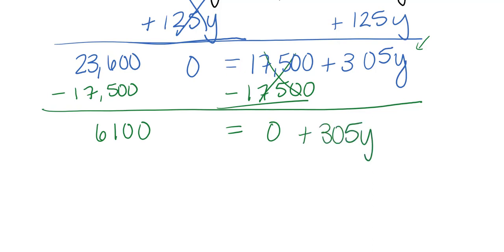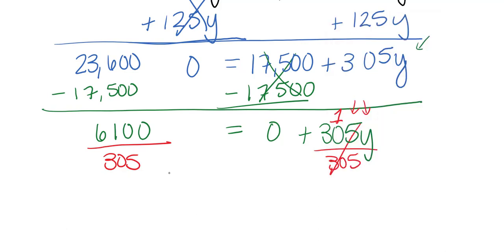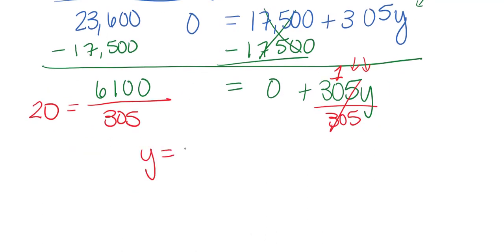Now, what's our next step? Well, we need to get y completely by itself. And this really just means multiplication. So to undo multiplication, we divide on both sides by the 305. So 305 divided by 305 is just 1. Now, let's pull up our calculators, divide this by 305, and we get 20. So y is equal to 20. So in 20 years, these towns will be equal.